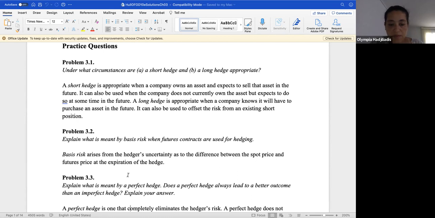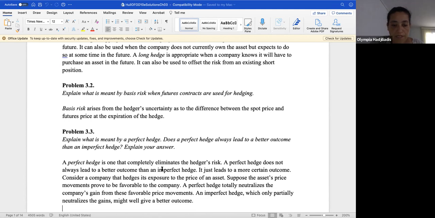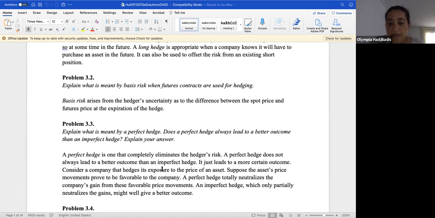Explain what is meant by a perfect hedge. Does a perfect hedge always lead to a better outcome than an imperfect hedge? Explain the answer. So a perfect hedge is one that completely eliminates the hedger's risk. A perfect hedge does not always lead to a better outcome than an imperfect hedge. It just leads to a more certain outcome.